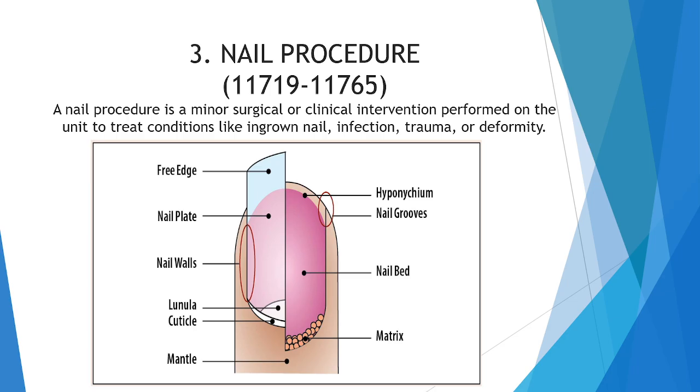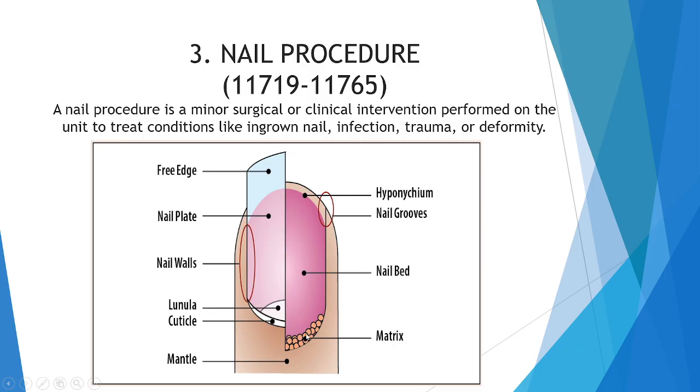Okay, now the third one, that is nail procedures, 11719 and 11765. Sometimes nail procedures come under the podiatry system because they are related to foot procedures. It is a minor surgical procedure performed on the nails for treating conditions like ingrown nails, infection, and trauma. So here we can see the anatomy of the nails. What is the nail bed? Free edges are there. This is the nail plate. This white semicircular portion is the lunula. Below the lunula there is the cuticle.